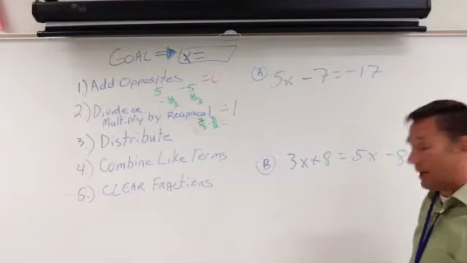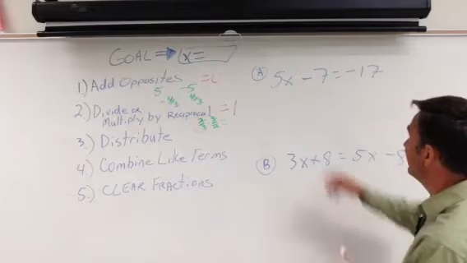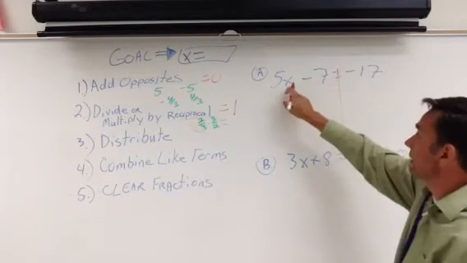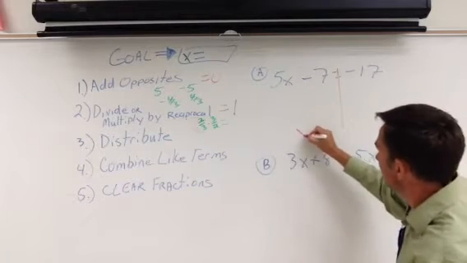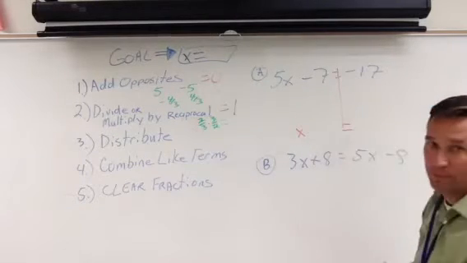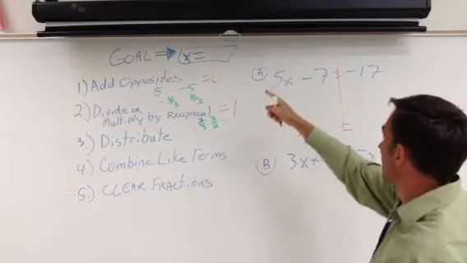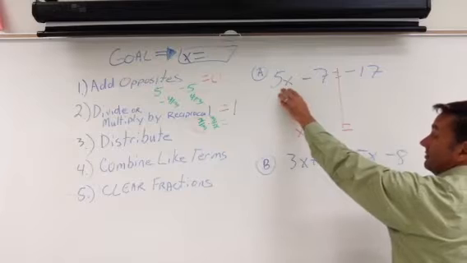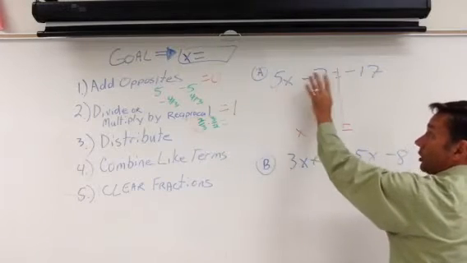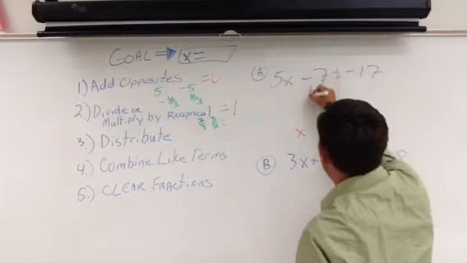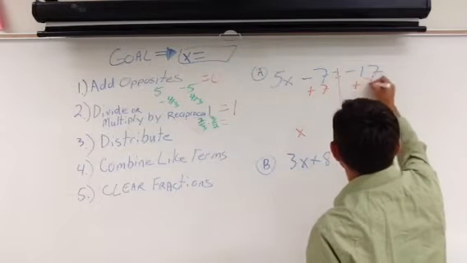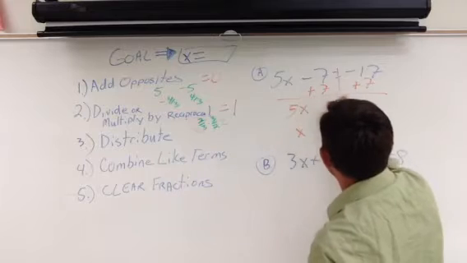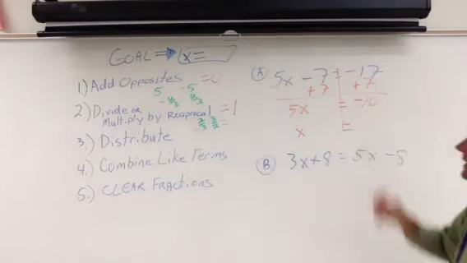Now looking at this problem, I see that my variable is on the left-hand side of this equal sign, so I want to get this by itself. Eventually I want x equaling something. Again, I look over. I have this negative 7 that's being added to this 5x. The opposite of negative 7 is a positive 7, so we add opposites to both sides. We end up with 5x equals negative 10.